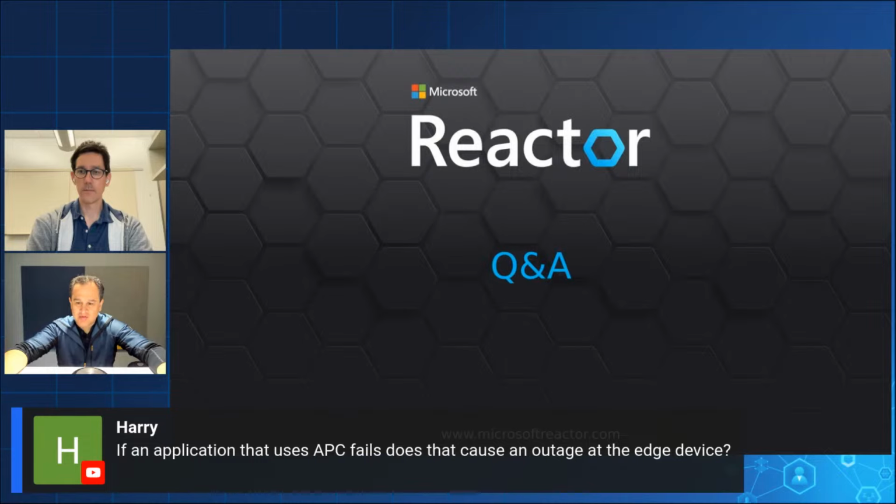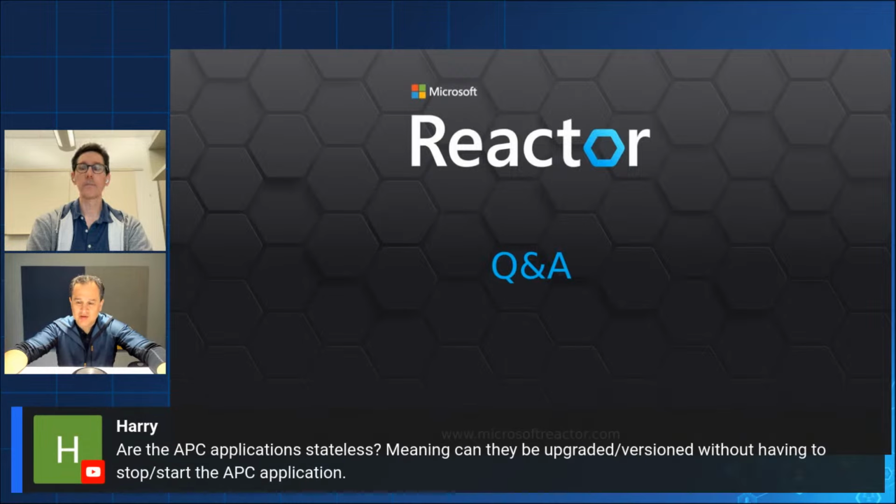Another question, are the APC applications stateless? Meaning, can they be upgraded? Again, it depends on how they're written. So for the one that we demoed, the Python code is stateless. The state is stored in the global database, so there is state in that sense. But certainly you can bring up the global coordinator, bring down the global coordinator, replicate the global coordinator, and everything would execute the same way. All of this data is in the database for this demo.